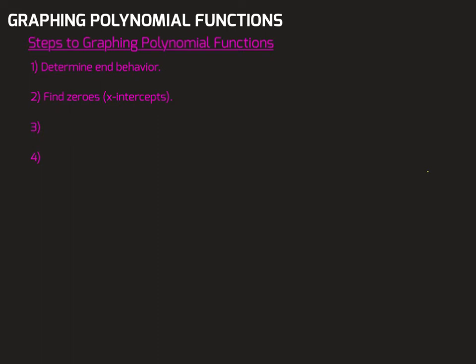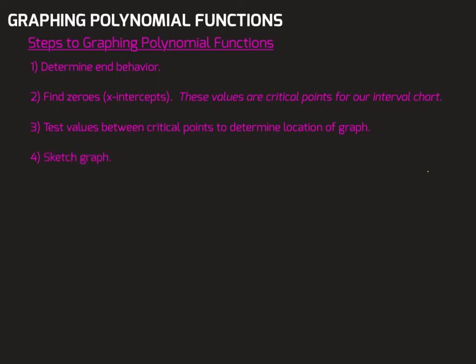Next, we need to find the zeros or the x-intercepts. These values are going to be critical points for our interval chart. Next, we will test values between these critical points to determine the location of the graph. That means we will test to see if the graph is above or below the x-axis during each of these intervals. And then lastly, we can combine everything that we know together and complete the sketch of our graph.